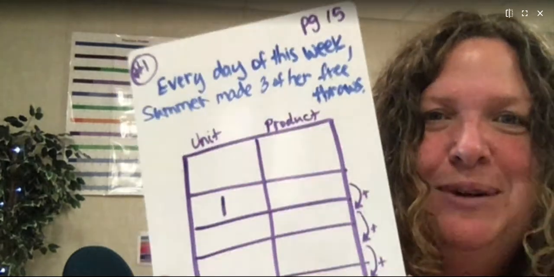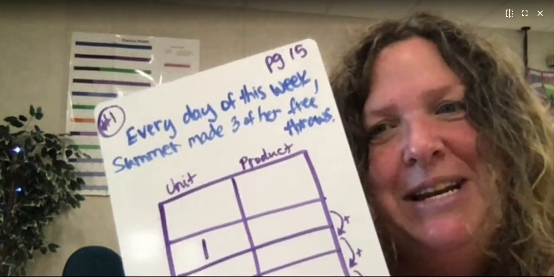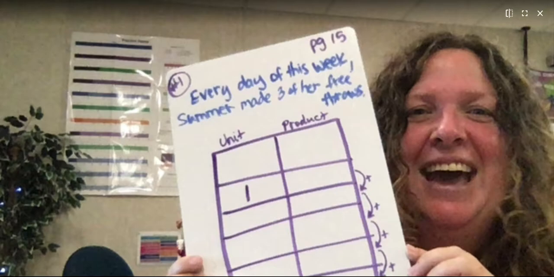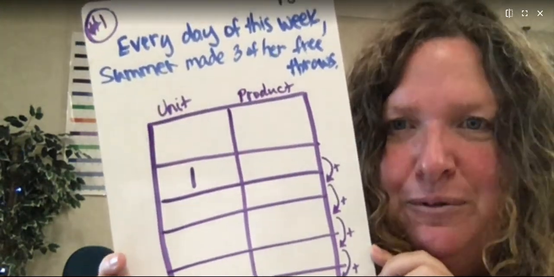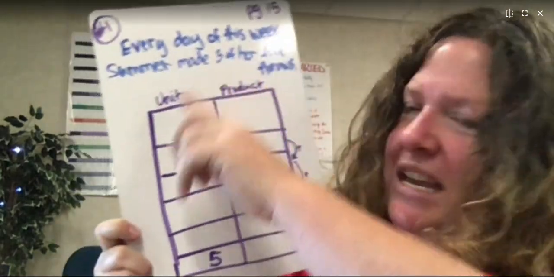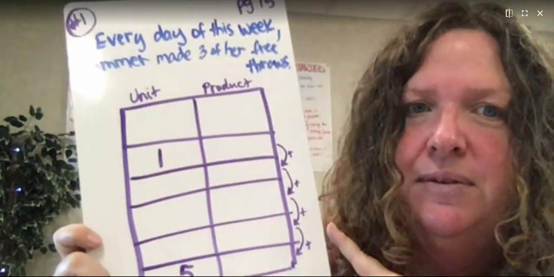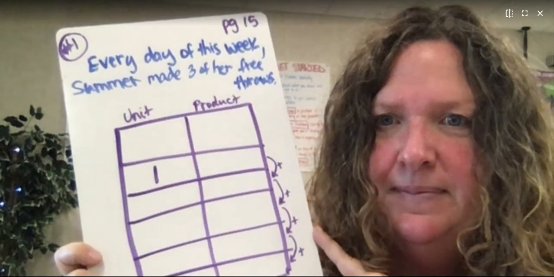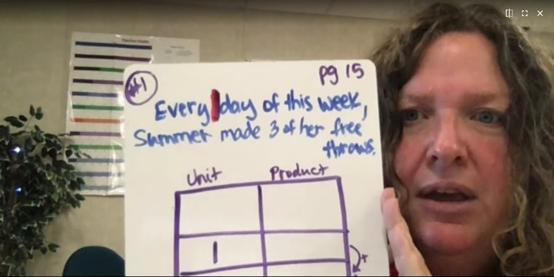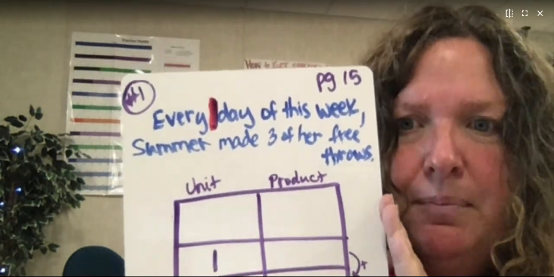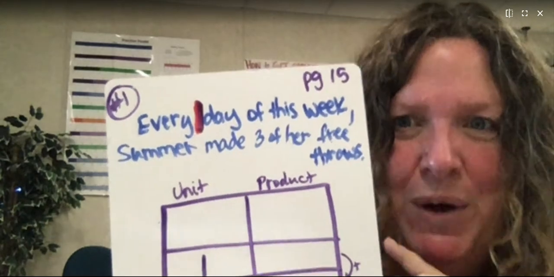Number 1 says, every day of this week, Summer, I changed the name. So shout out to Summer. Every day this week, Summer made 3 of her free throws. We see the chart. This came right out of your book. Every day, every one day. Remember, there's that invisible number 1 in there. When we hear each, every, and per, after each, every, and per, the number 1 comes.